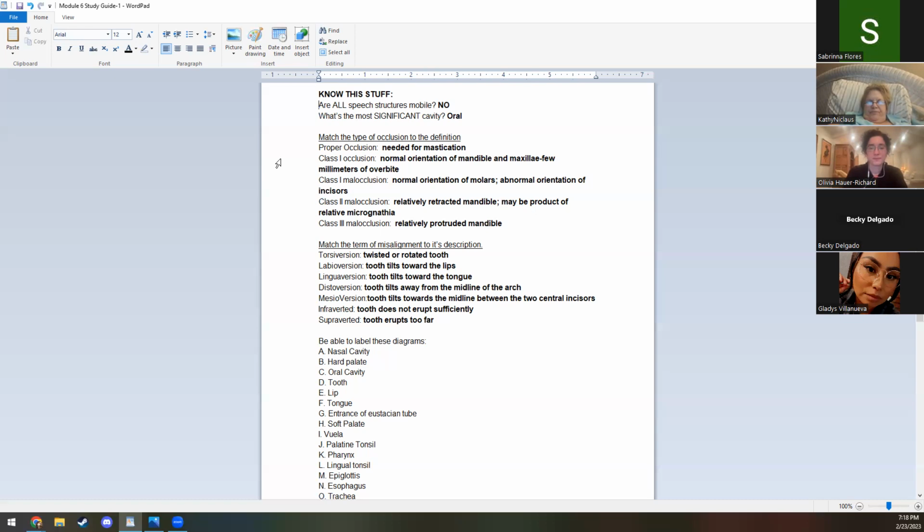Then class 1 is normal orientation of the mandible and maxilla. So I feel like this one is overbite, right?